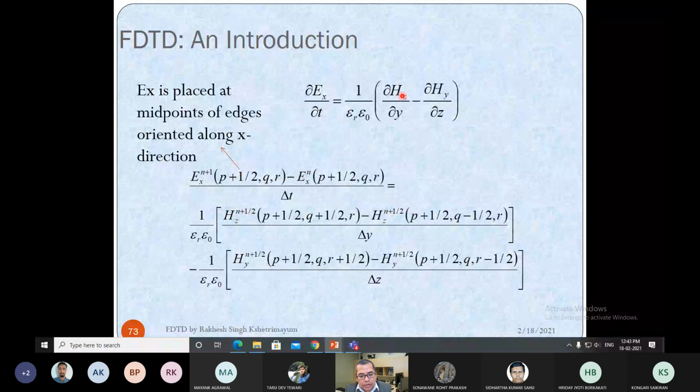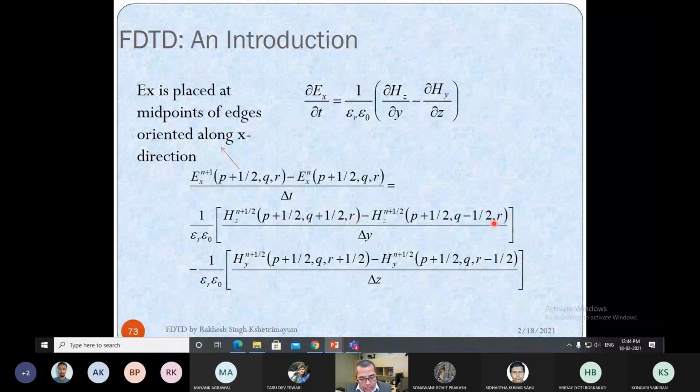How about the space? Hz is in the face, so what are the remaining variables? XY plane, in the XY plane. So that means x and y will have half integer grids and z will have integer grids. So x and y will have half integer grids, meaning p plus half, q plus half, and p plus half, q minus half. Because we are doing partial derivative with respect to y, so q plus half, q minus half. And it is at the center of the XY plane. So z anyway will be an integer grid here, so r here.